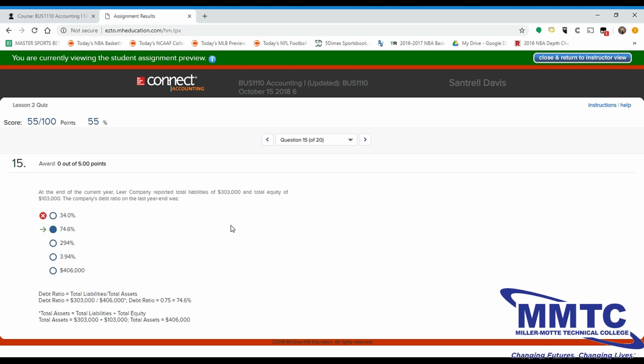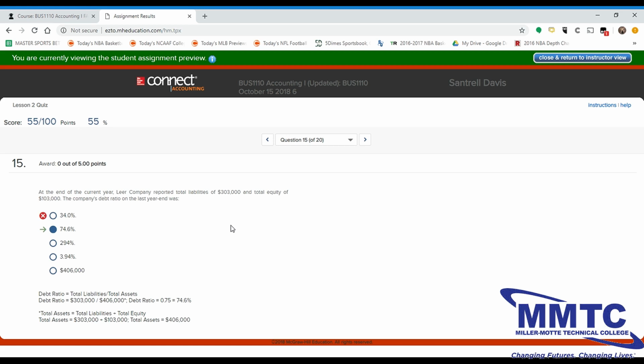So they gave us what? Total liabilities. We have that number, $303,000 at the end of the current year. So we're missing what? Total assets. We have to use what to find the missing number? The accounting equation, right? Assets is always equal to liabilities plus equity. They gave us liabilities and equity. So we know assets by doing what? Subtracting, so it's going to be $200,000 in assets.